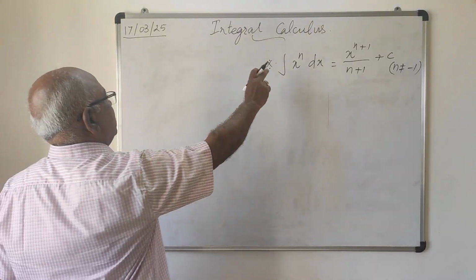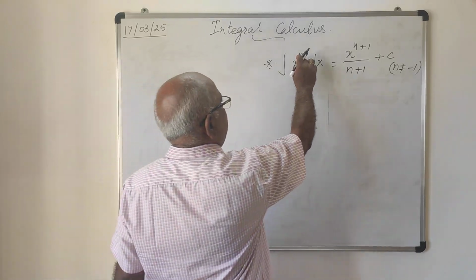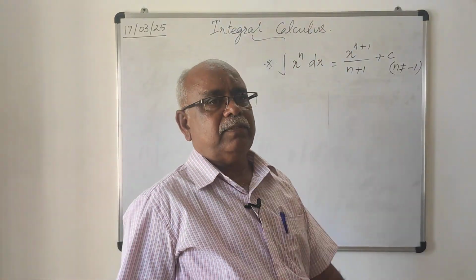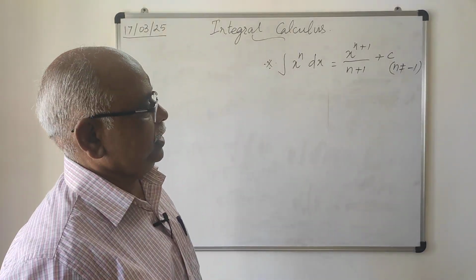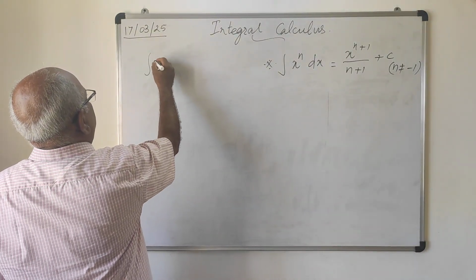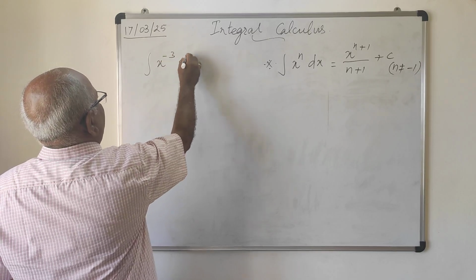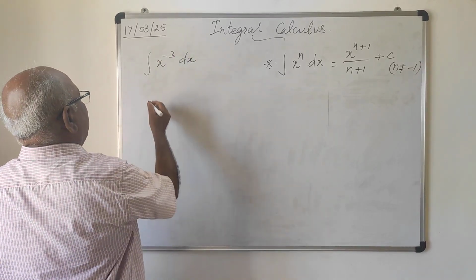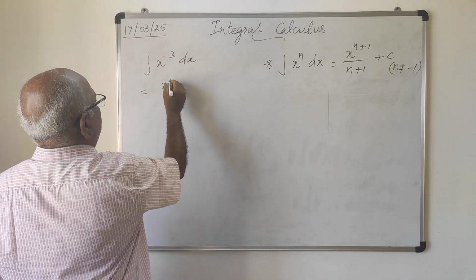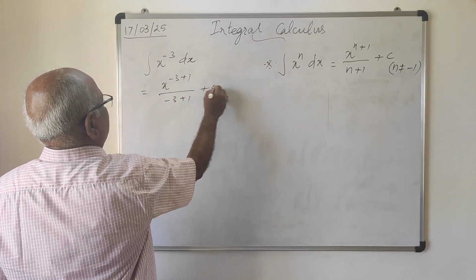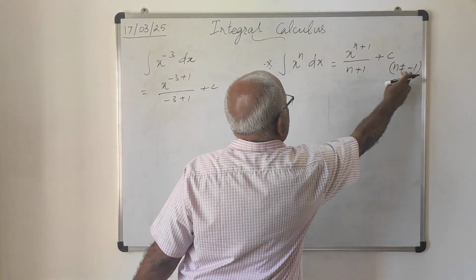Next, using the same result. So far we have seen some examples where n is a positive integer. If n is a negative integer, for example, integral x power minus 3 dx, here n is minus 3, and in this case also we get x power minus 3 plus 1 by minus 3 plus 1 plus c. Except n equal to minus 1, n should not be minus 1.